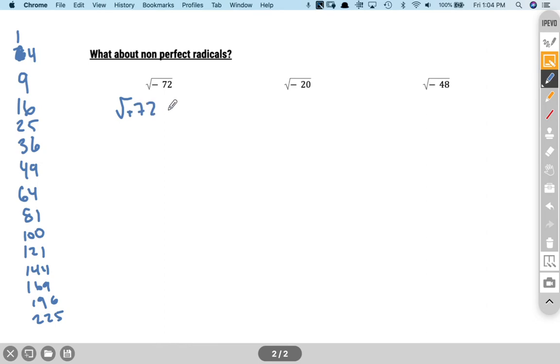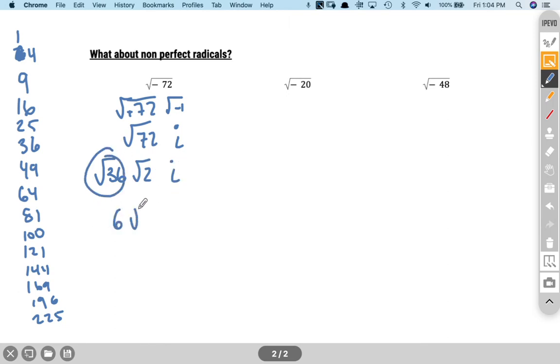So 72 and -1. Just like before, we have the square root of 72, and we're going to replace that root of -1 with i. Now we look for the biggest number in our list that goes into 72, and it's 36, because 72 can be broken up into 36 times 2. The square root of 36 is 6, so we get 6 root 2, i. Sometimes you'll see me put the i in front because I don't want you to get confused and think that the i is underneath the square root, which it's not.